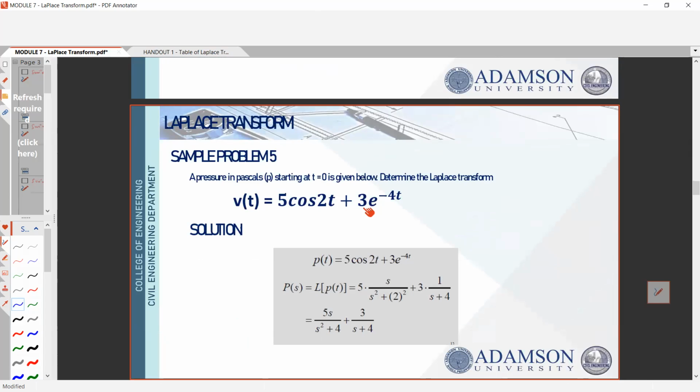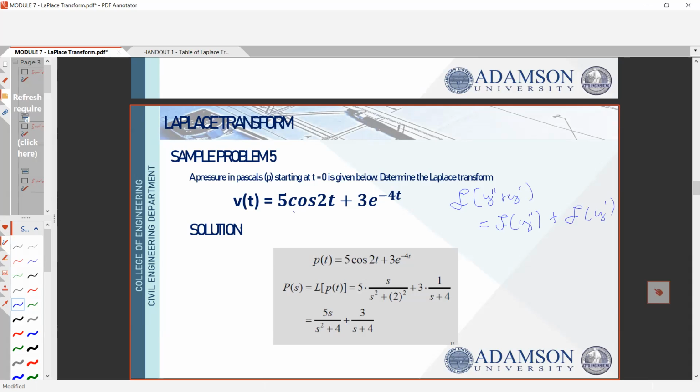Sige, another one. So the pressure of a Pascal is given by this equation. So find the Laplace transform of 5 cosine 2t plus 3 e raised to negative 4t. Okay, by basic definition kanina, di ba? Take note, the Laplace transform of, let's say, function y double prime plus y prime is equal to the individual Laplace transform and take the sum. Okay? So, ganito yung gagawin natin.